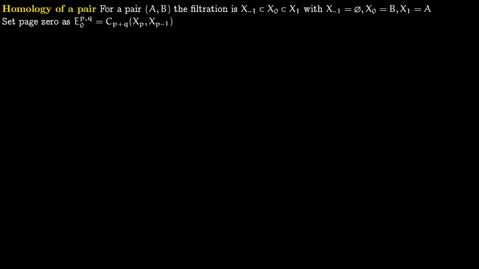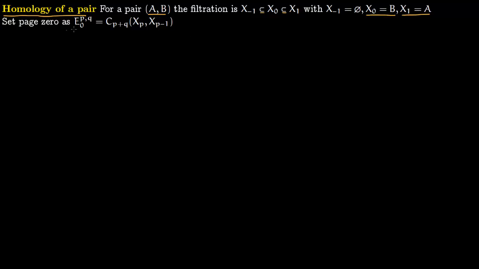So now we will use spectral sequence to get the long exact sequence associated with the homology of a pair. So recall that a pair is this (A, B), where B lies within A. And for such a pair, you can have a filtration like this: X_{-1} is a subset of X_0, which is a subset of X_1. And this X_{-1} you set up as the null set, X_0 you set up as B, and X_1 you set as A. So you get a filtration for this pair (A, B).